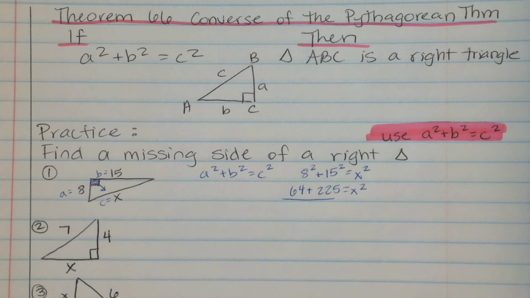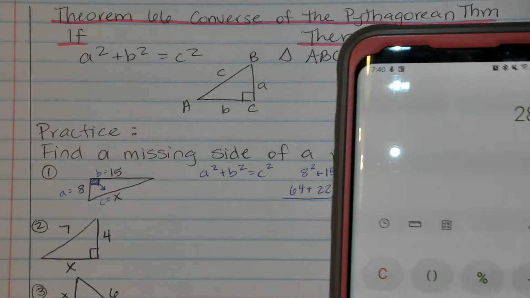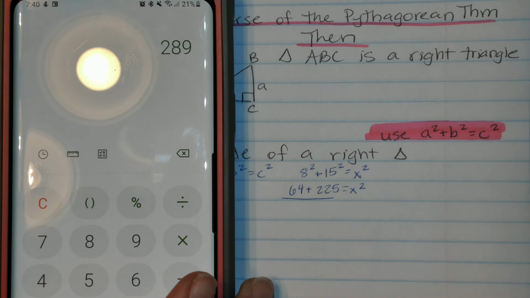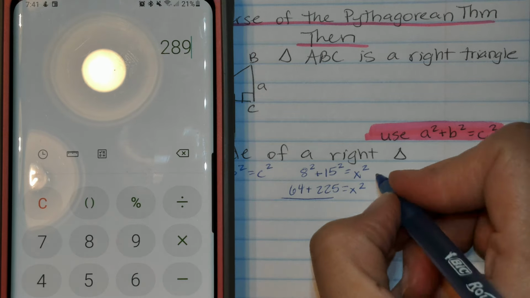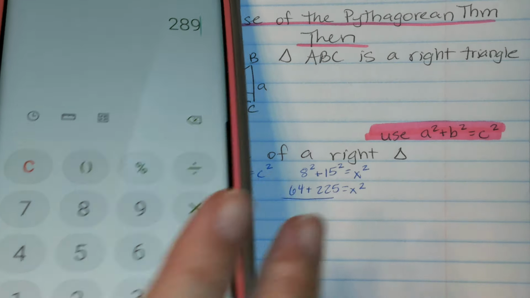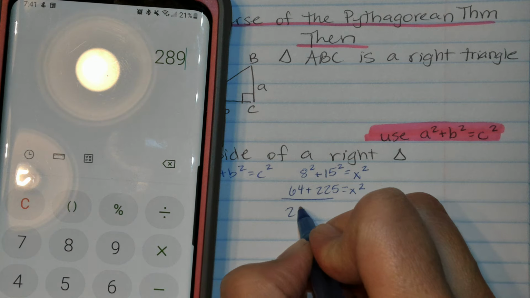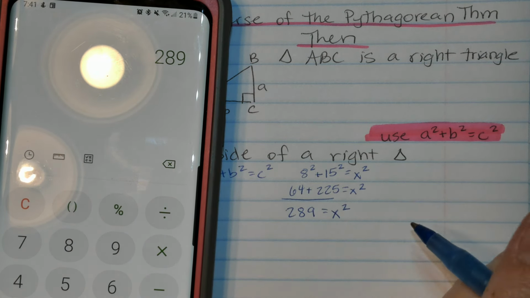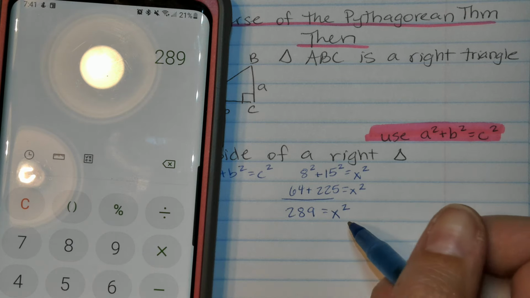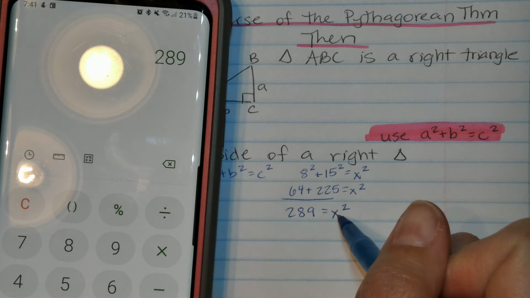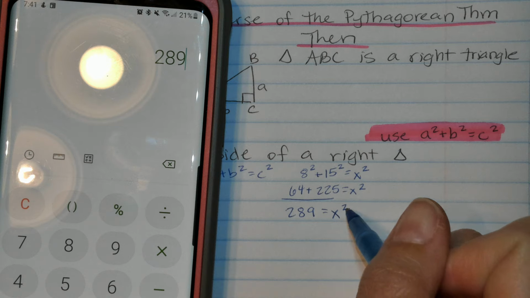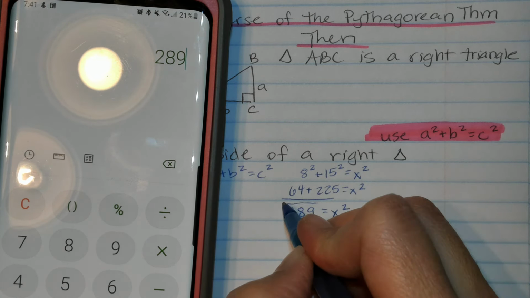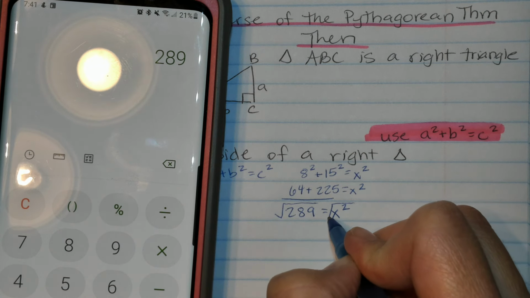Maybe I should show you what I'm doing on the calculator. Okay, so I've got the 289. I'm going to run out of space though. Okay, I can write right here. So 289 equals x squared. This is the part that I haven't had a chance to show you yet. What you need to do is that's not telling you the side length of x, it's telling you x squared is 289. So we need to undo the square by taking the square root.